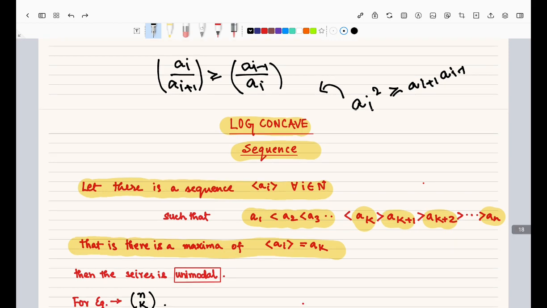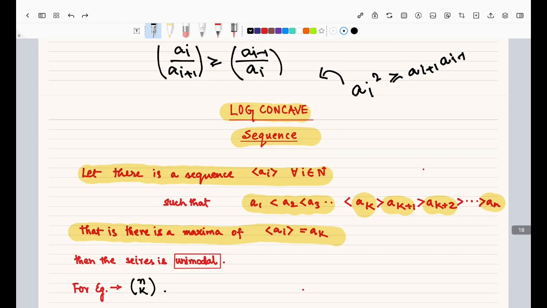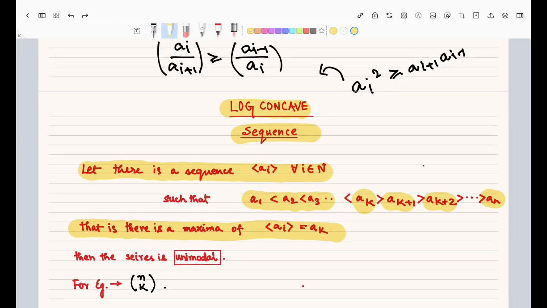Now this sequence is not only called a log concave series, it is also called a unimodal series, right? This is called a unimodal series. Now the basic example of this is the binomial term, right? Now you can understand where this is going. We are trying to use this series in a binomial question. Just wait and watch.